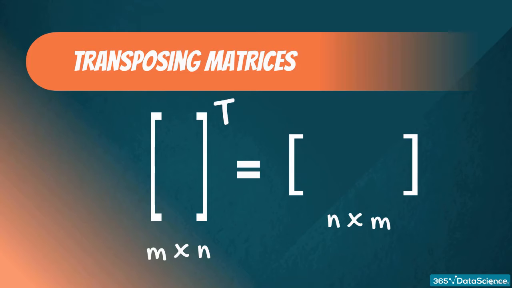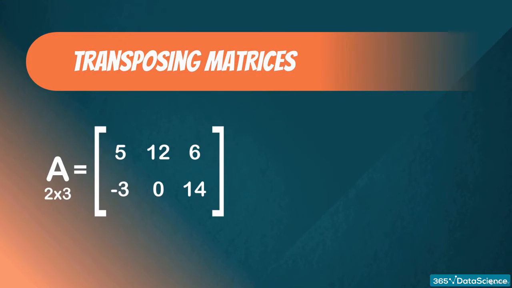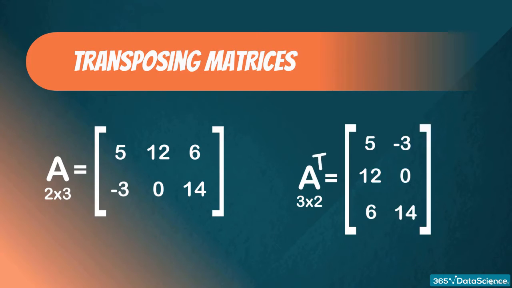Let's check out an example, shall we? Here's the matrix A. 5, 12, 6 on the first row, and minus 3, 0, 14 on the second row. A transposed equals 5, minus 3 on the first row, 12, 0 on the second, and 6, 14 on the third. A is a 2 by 3 matrix. A transposed is a 3 by 2 matrix.